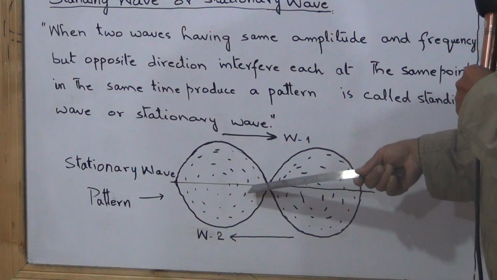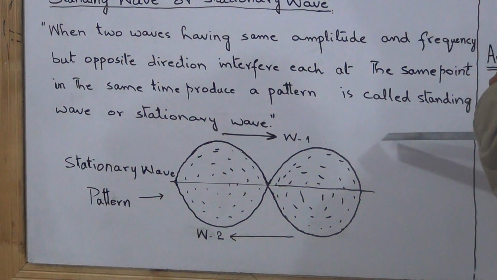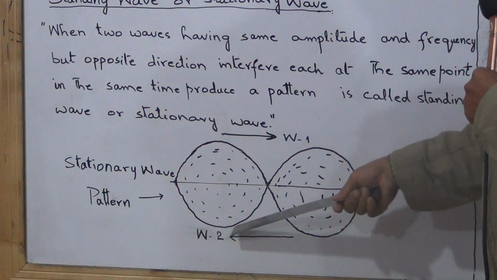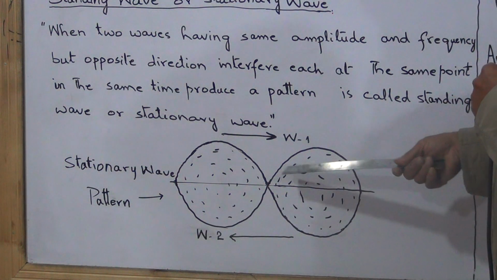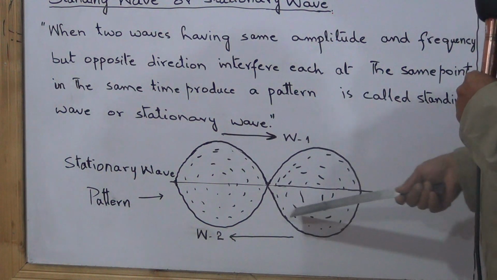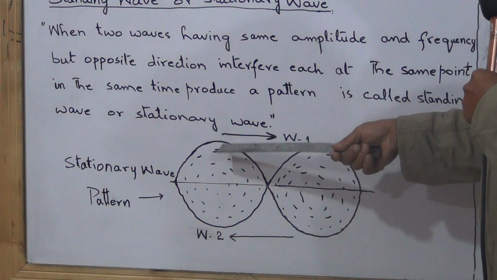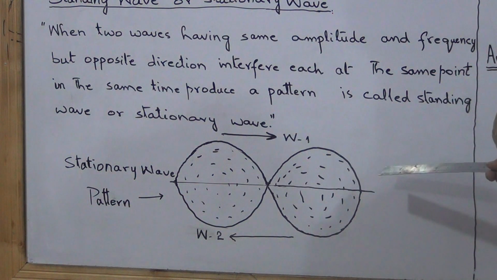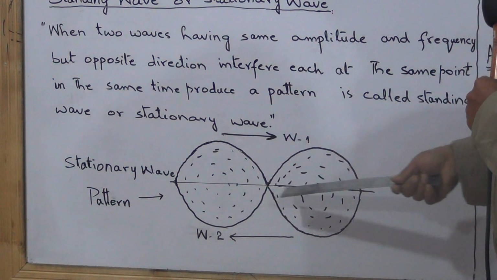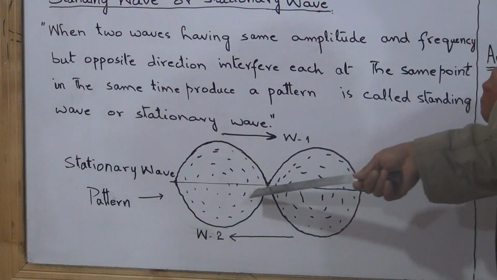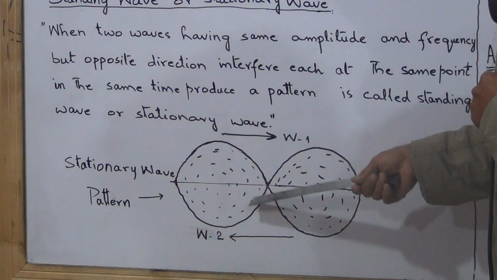Look at the diagram. This wave is going towards north, south, and this wave is going towards east. Both interact with each other at the same point, but their direction is opposite, and frequency and amplitude are the same. When both waves interact, they produce a pattern like this, which is not movable. This is a standing pattern. Therefore, these are called standing waves.